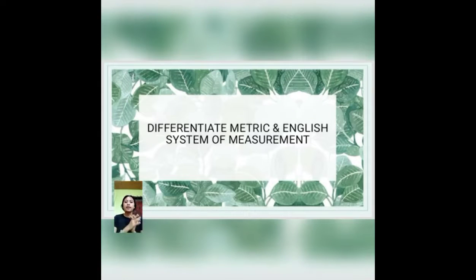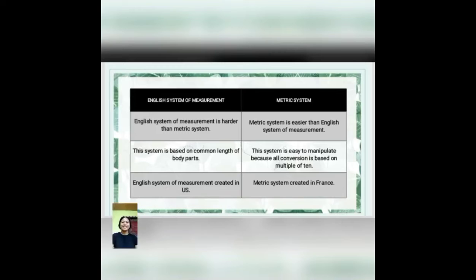Good day everyone, my name is Janina Ann Lumakta, and for today's video I will be reporting about differentiating the metric and English systems of measurement. So first, the English system of measurement is harder than the metric system. So it means that the English system is lisod kaysa sa metric system, while the metric system is easier than the English system of measurement. So it means that ang metric system is sayon kaayo ra.